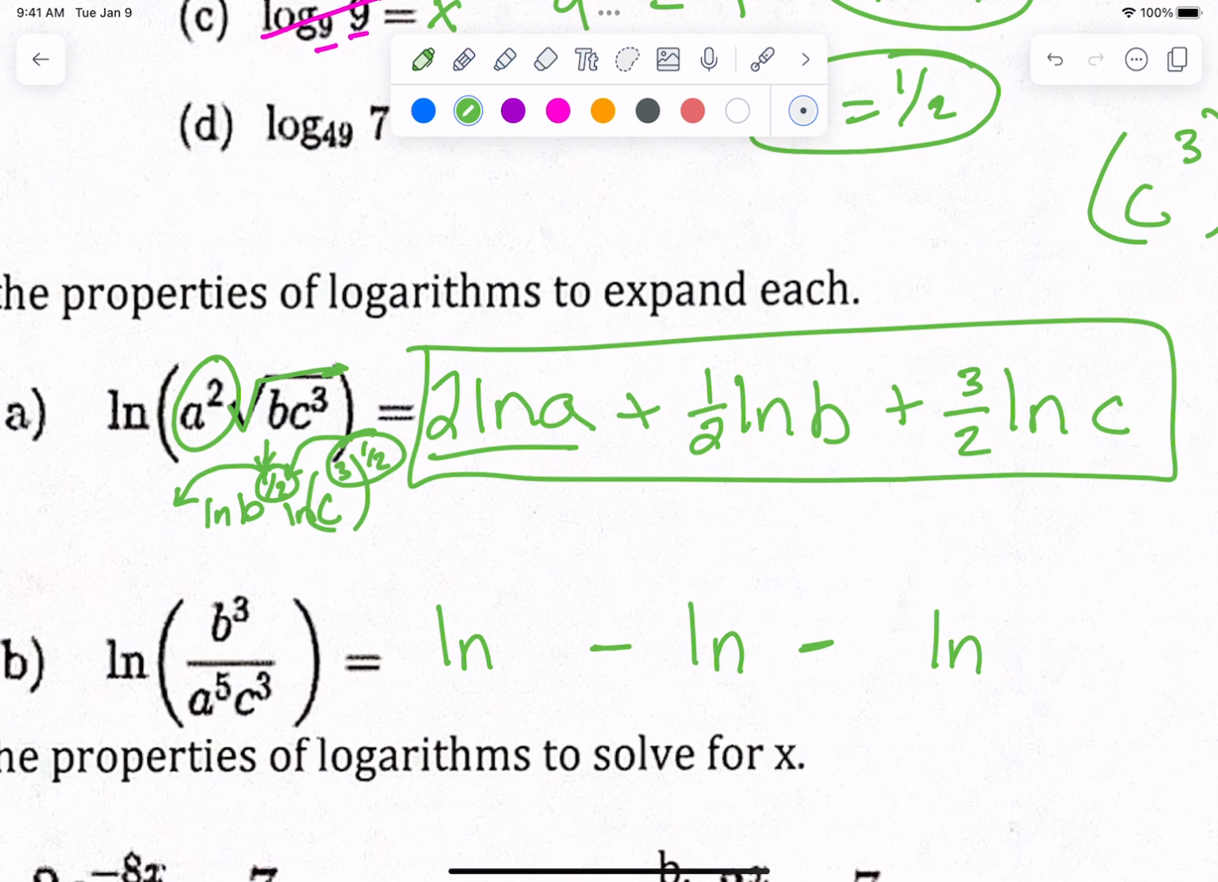All right. The first one is B, but the 3 goes out in front. The second one is A, but the 5 goes out in front. The third one is C, but the 3 goes out in front.